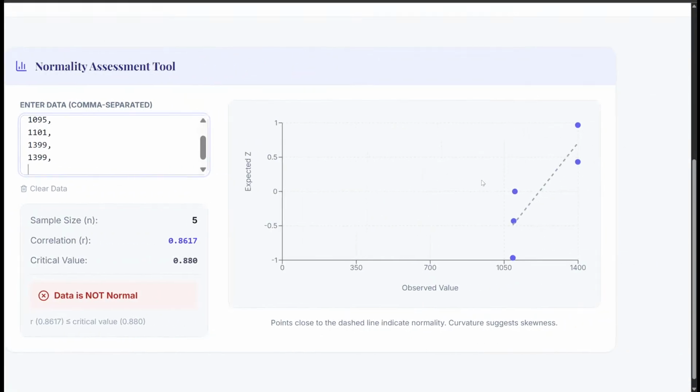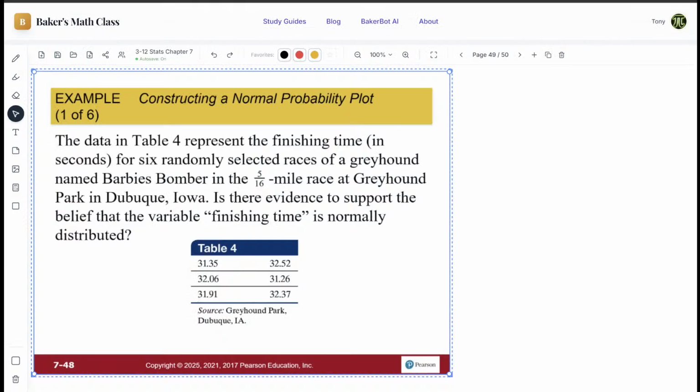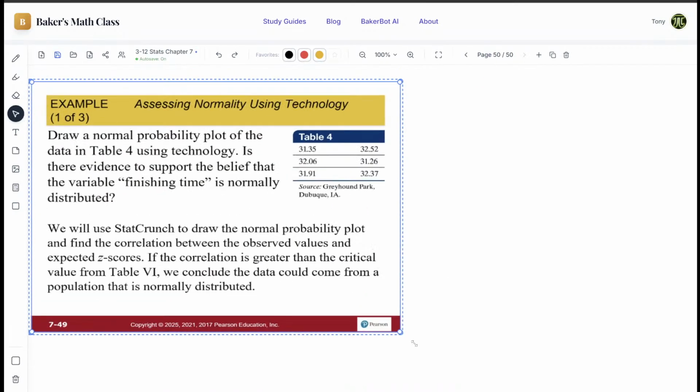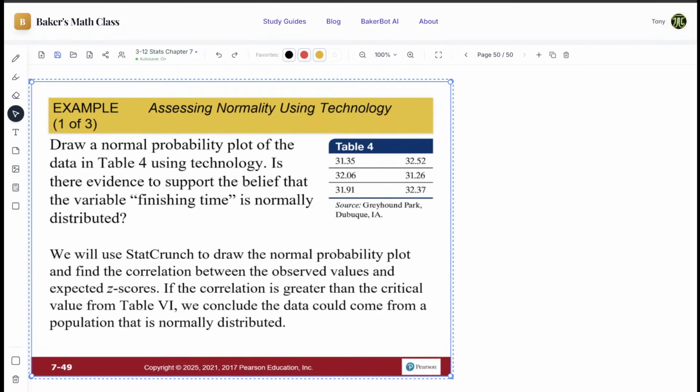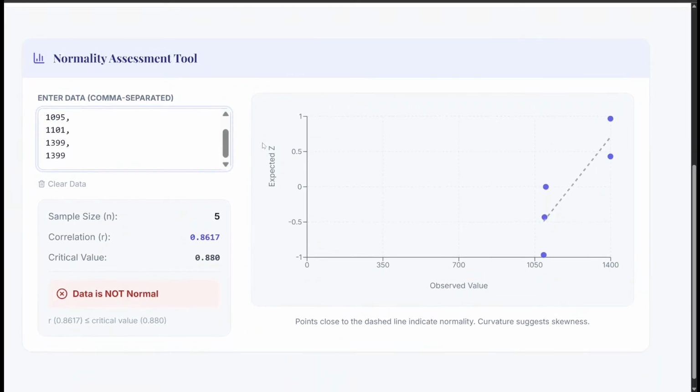Okay? Here's a good example of one that is not normal. Just throwing some numbers in there. So my critical value is 0.880 because I only have 5 numbers. But my correlation is 0.8617, so therefore it's not normal data. All right. StatCrunch literally gives you the exact same thing this does, because I fixed it today to make sure that it did exactly this.